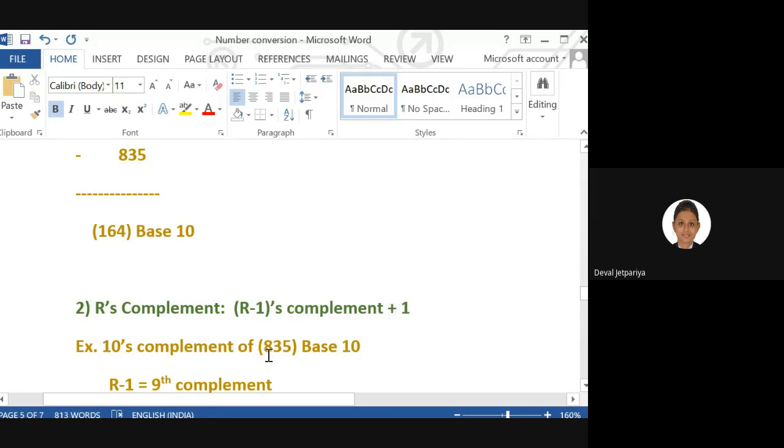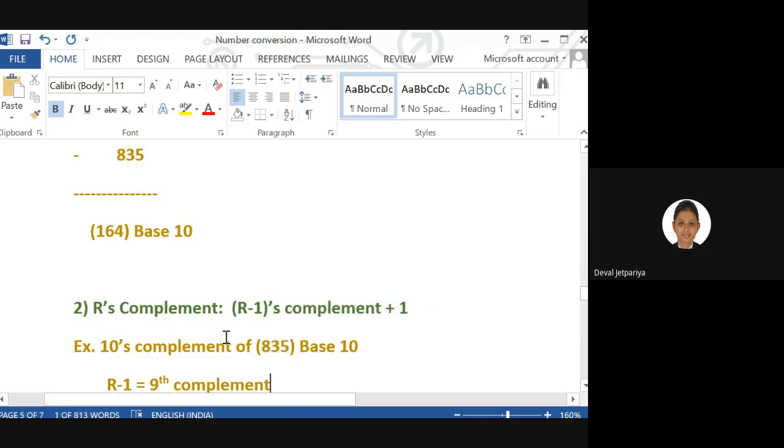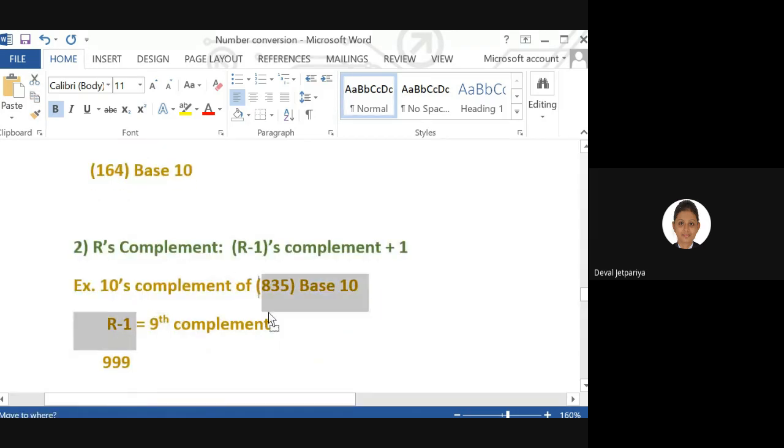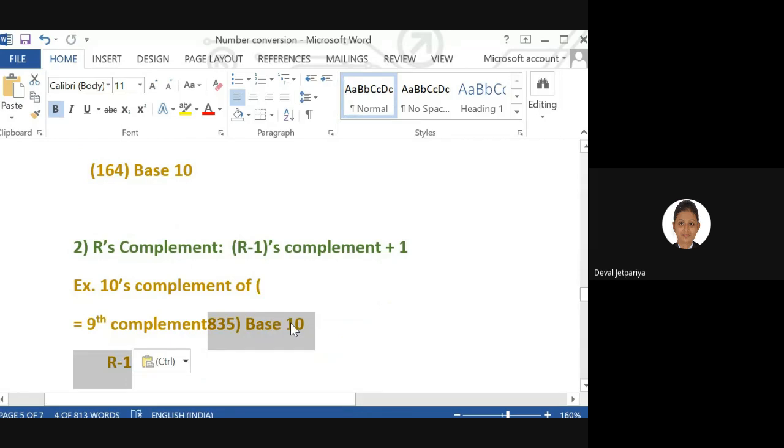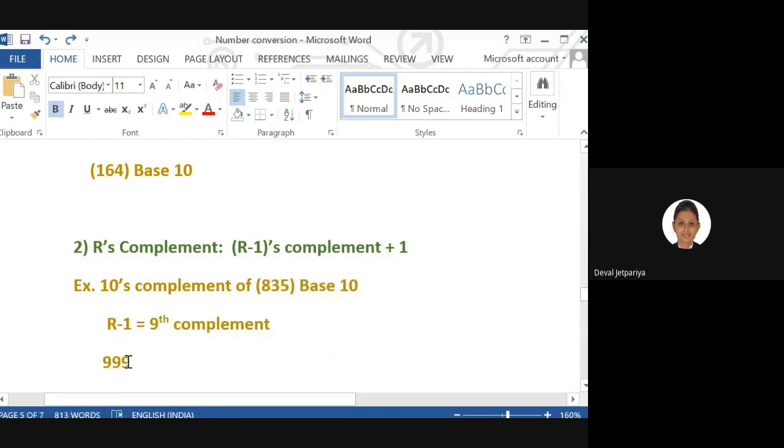Let's suppose for this 835, we have been told to find out 10th complement. So if we want to find out 10th complement using r's complement, for that first we need to identify r minus 1. So r minus 1, that means 10 minus 1, will give us 9th complement. So first we'll find out 9th complement.